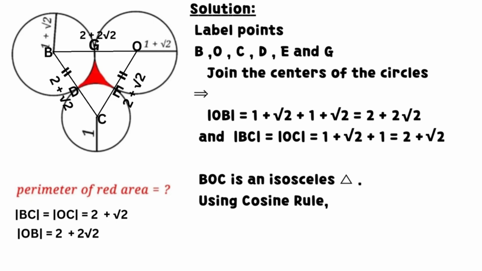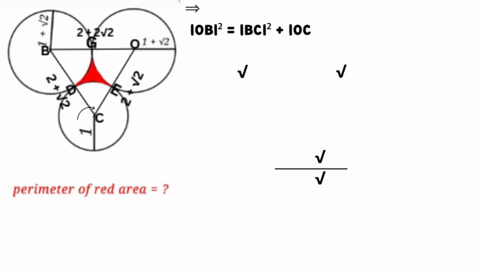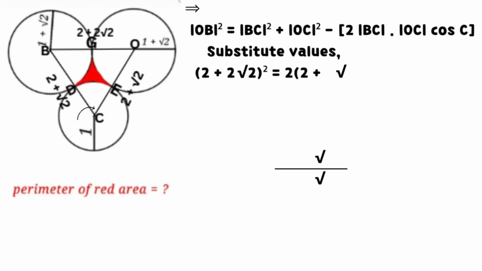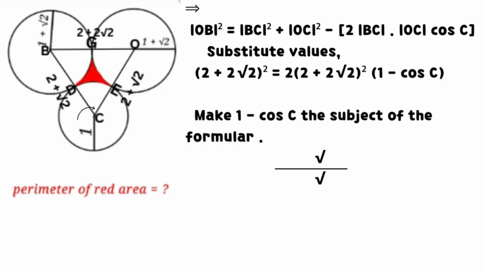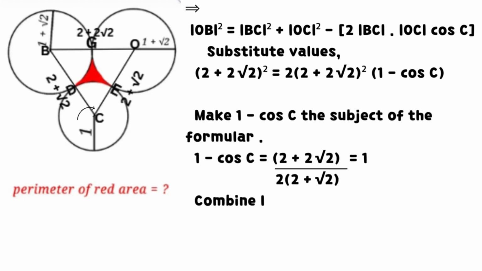BOC is an isosceles triangle. Using the cosine rule, the square of line OB equals the sum of the square of line BC and the square of line OC minus 2 times the product of line BC and line OC times cosine C. Substitute values and we have that the square of the sum of 2 and 2 times the square root of 2 equals 2 times the square of the sum of 2 and the square root of 2 times 1 minus cosine C.